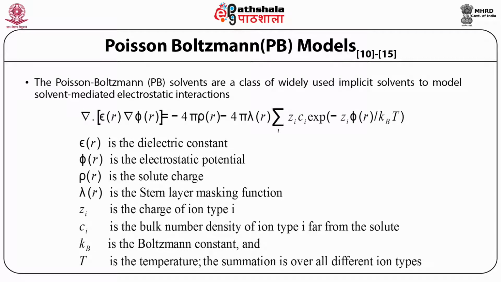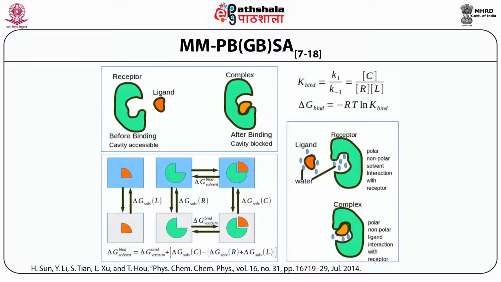Poisson-Boltzmann model to interact with solvent and solvent-mediated electrostatic interactions. These two have been discussed quite well in previous modules. Here comes the final model. How are we calculating? We first work on only the ligand in solvent, then the ligand bound in the system.